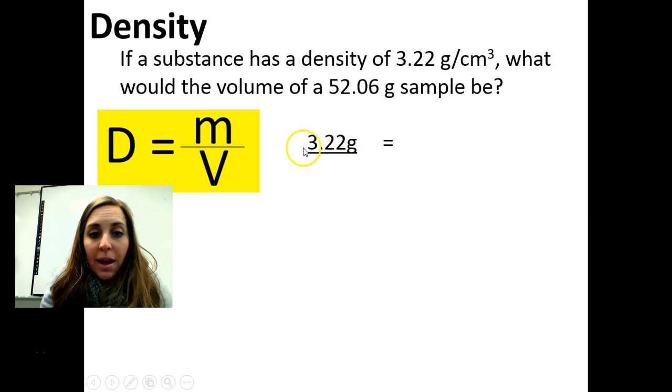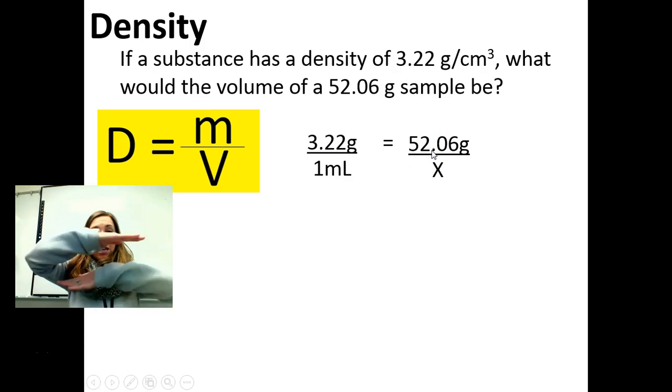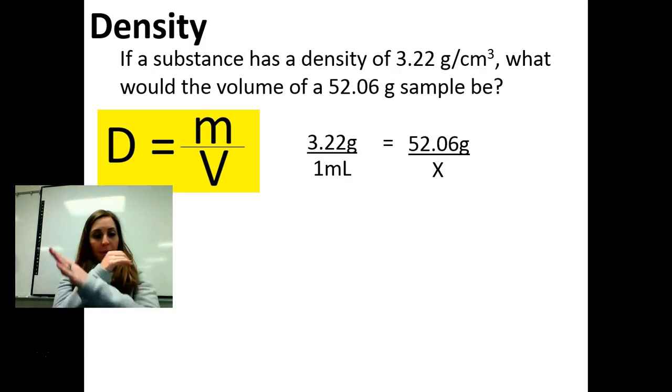All right. So you have 3.22 grams for every cubic centimeter, which I put as milliliters, since 1 cubic centimeter is the same as a milliliter, so that's okay. You don't know how much volume it is. Notice this now looks like a proportion. When you have 2 fractions set equal to each other, cross multiply.